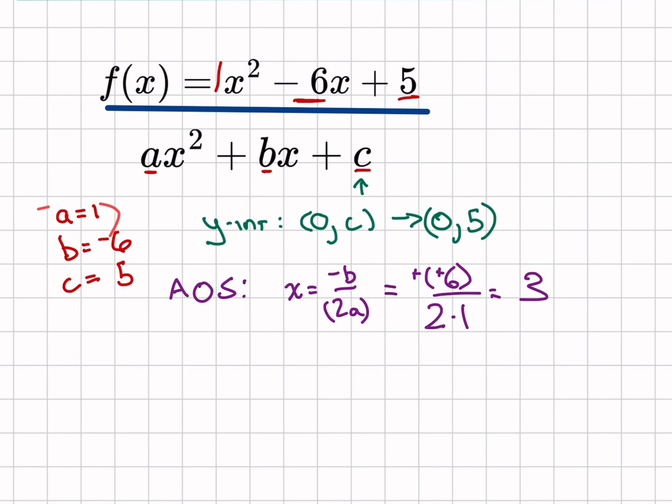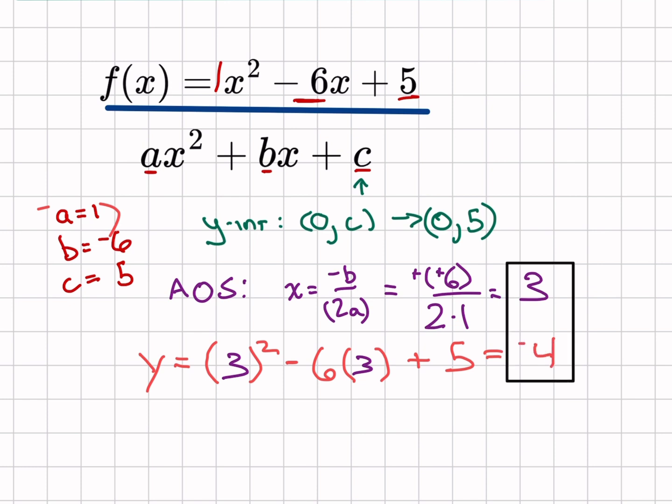For the final step in this problem, I'm going to solve for y. I'm just going to replace this f of x with a y in the equation. Y equals, and my y value comes out as -4. These are the x and y values for my vertex. So my vertex is 3, -4.